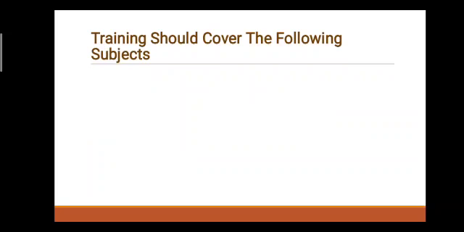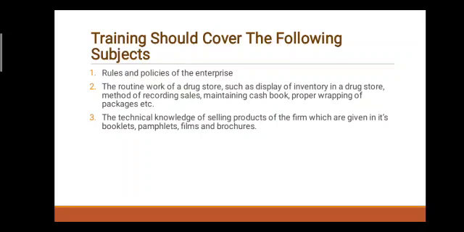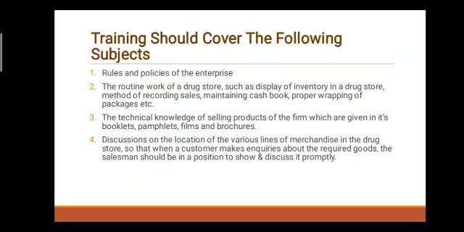Training should cover the following subjects. First one, rules and policies of the enterprise. Second one, the routine work of the drugstore, such as display of inventory in a drugstore, method of recording sales, maintaining cash book, proper wrapping of packages, etc. Third one, the technical knowledge of selling products of the firm which are given in its booklets, pamphlets, films and brochures. Fourth one, discussions on the location of the various lines of merchandise in the drugstore so that when a customer makes inquiries about the required goods, the salesman should be in a position to show and discuss it promptly.